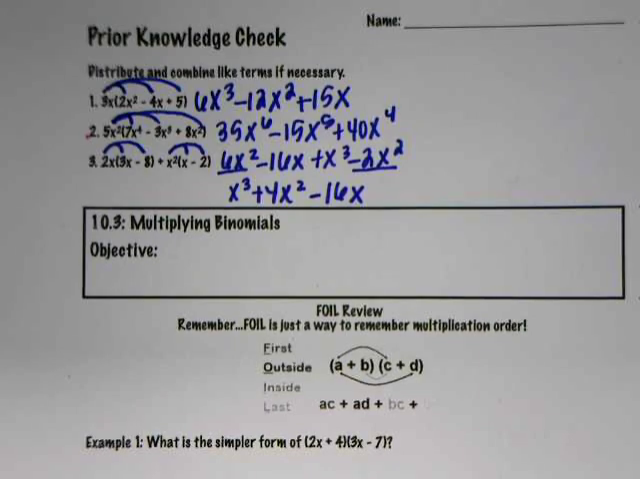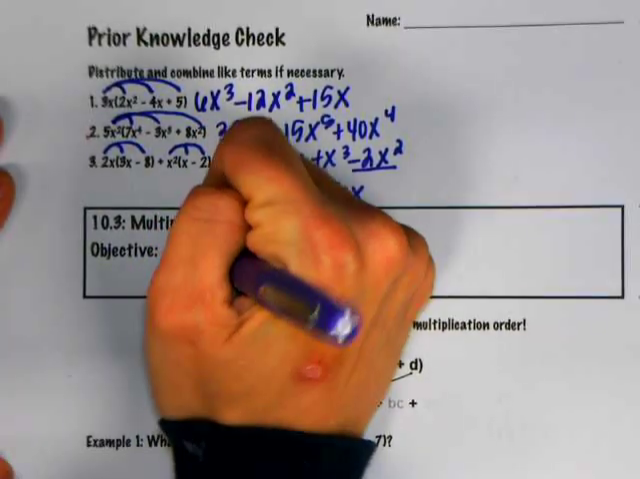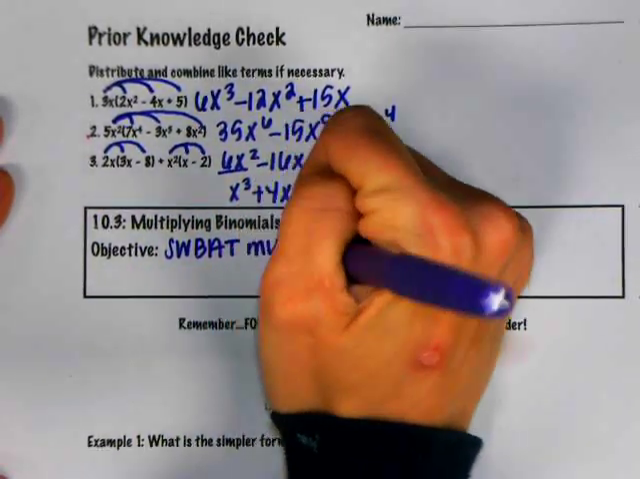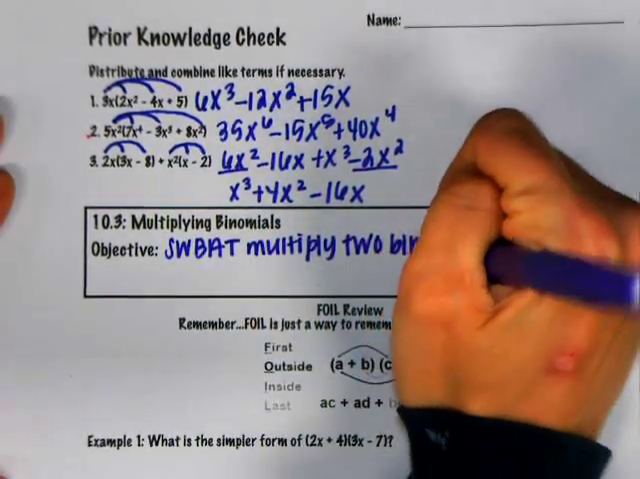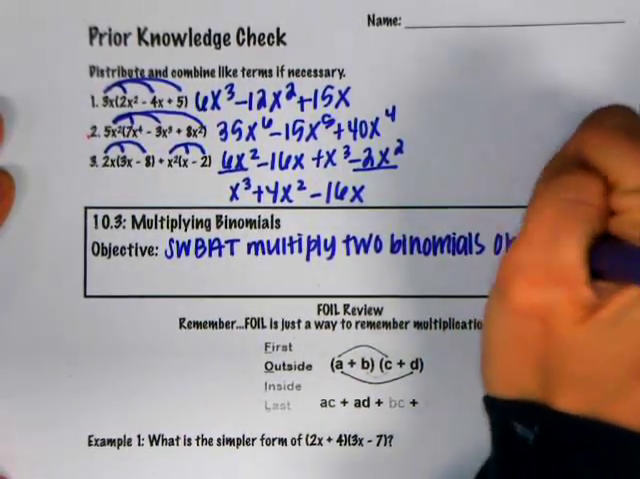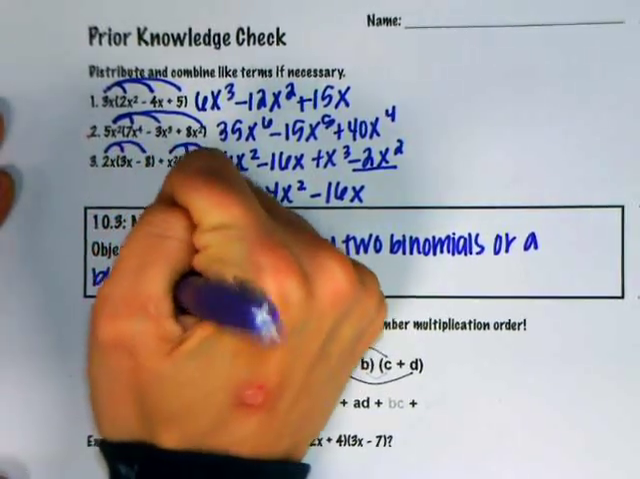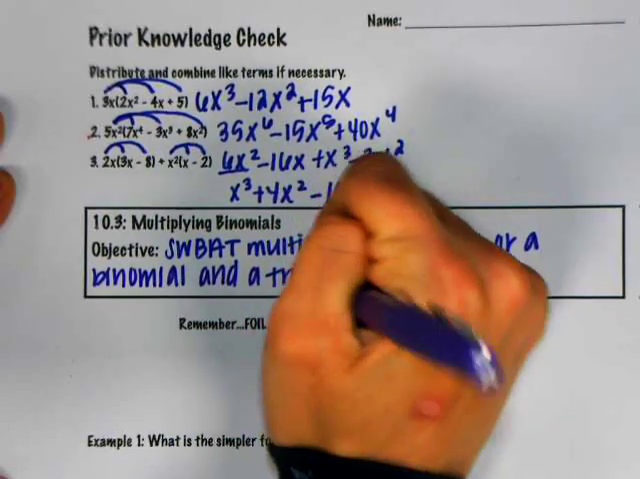All right, so we are multiplying binomials. Say what's binomial again? 2 terms. Yep, so your objective is students will be able to multiply 2 binomials, so 2 terms times 2 terms, or a binomial and a trinomial, which is what? 3 terms, yep.